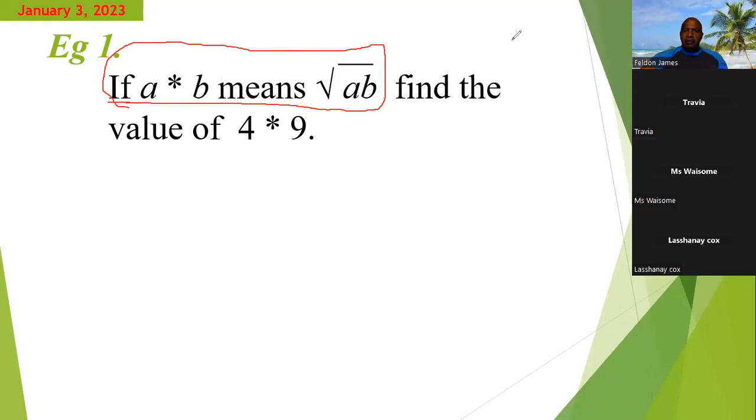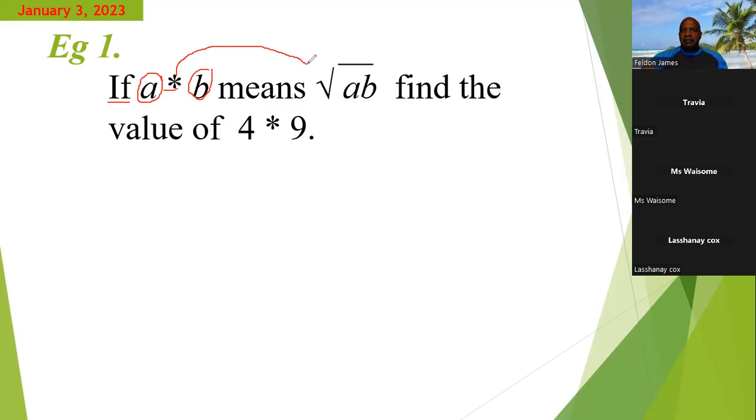Now, why do we call it binary operation? We call it binary operation because it's only taking place on two symbols. So the star here is the operation, but the star is defined by the square root of A times B. So wherever you see this definition, A star B means find the square root of A times B.